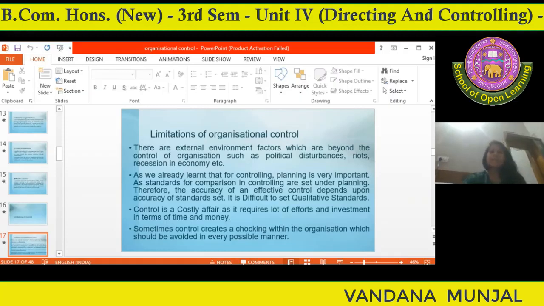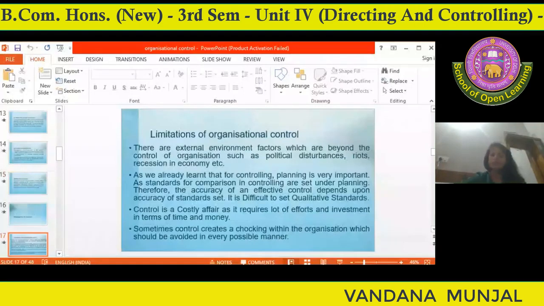Now second is that sometimes there are factors which are beyond the control of the organization, जिसमें आप control exercise नहीं कर सकते हो. For example, macro environmental factors जैसे कि political factors, economic factors, all of those आप वहाँ पे control exercise नहीं कर सकते हो, so therefore control fails in such cases.